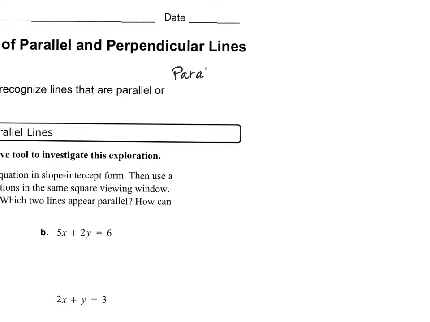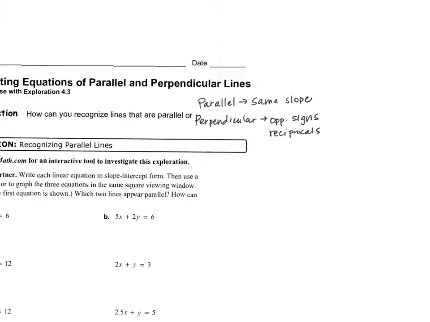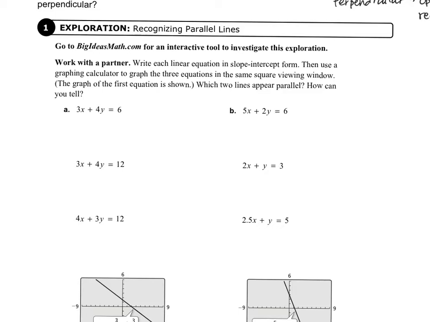Parallel lines have the same slope. Same slope. Okay, perpendicular lines have opposite signs and they're reciprocals. Okay, so make sure you have those definitions handy.